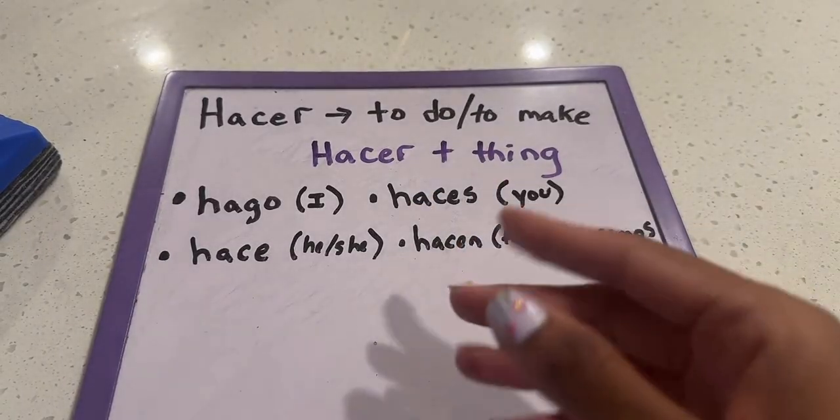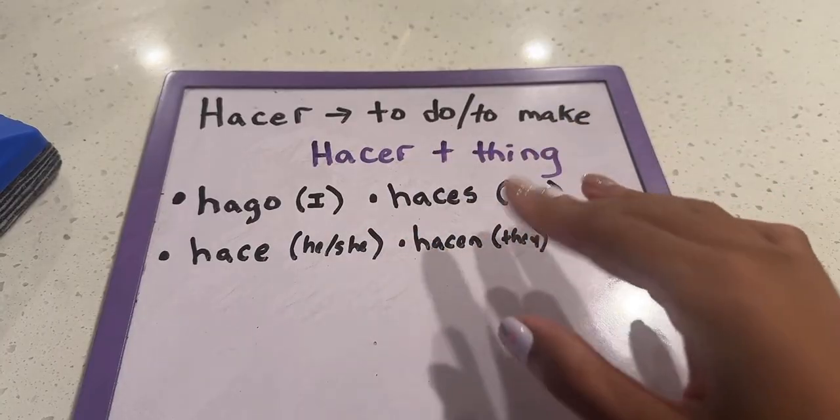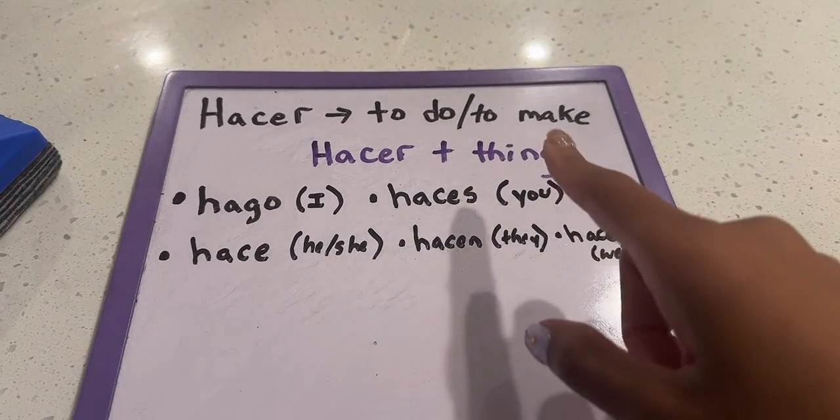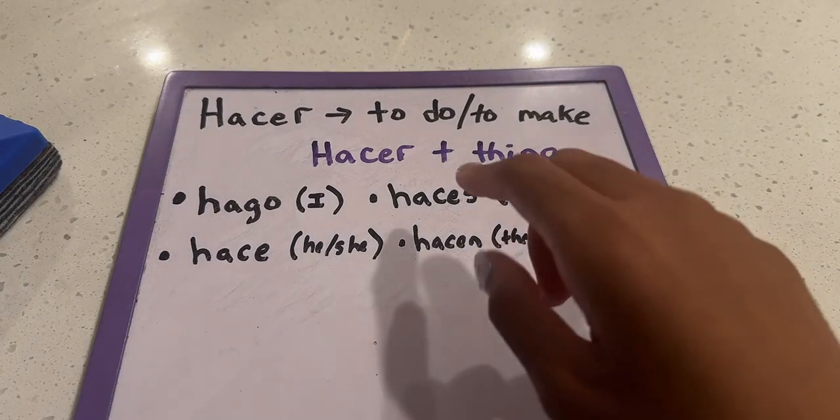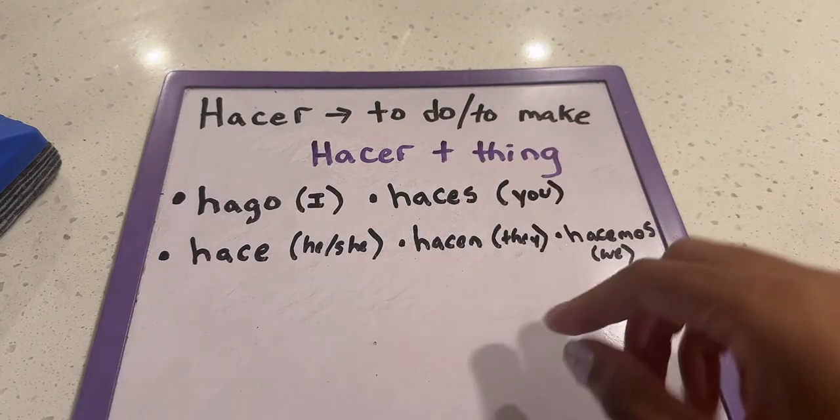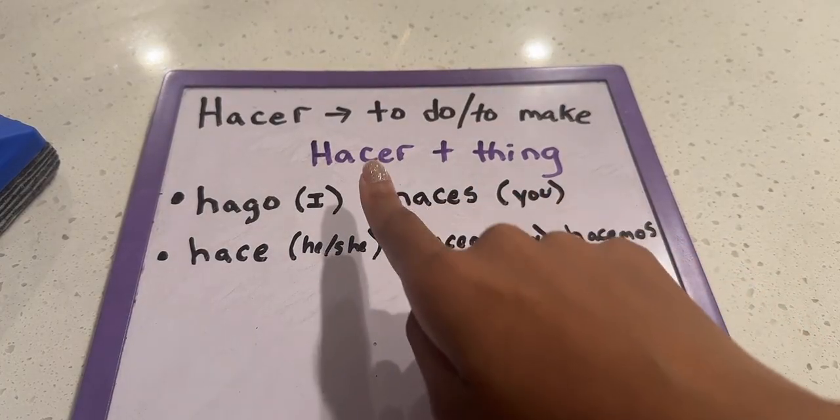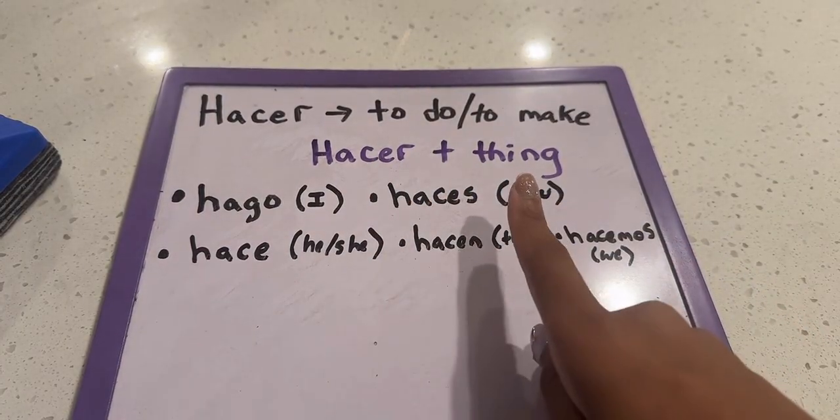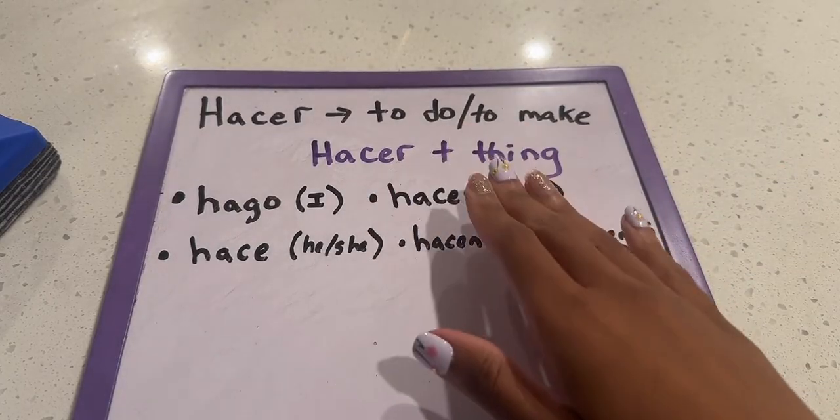So hacer has two definitions. It has either to do or to make, and we'll talk about all those. Hacer can also be used as an expression too, so we'll get to that in just a minute. But yes, it means to do or to make. And our formula today is very simple. It's just the correct version of hacer plus the thing. So hacer plus the thing.